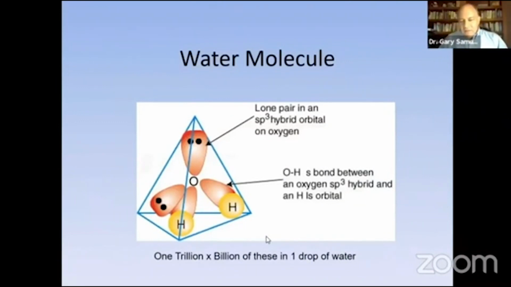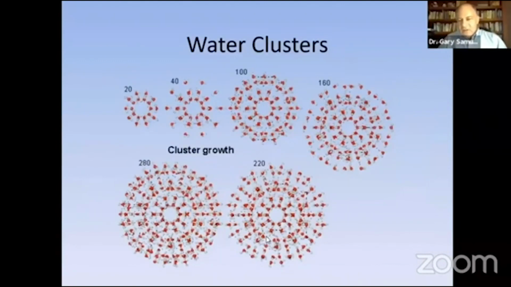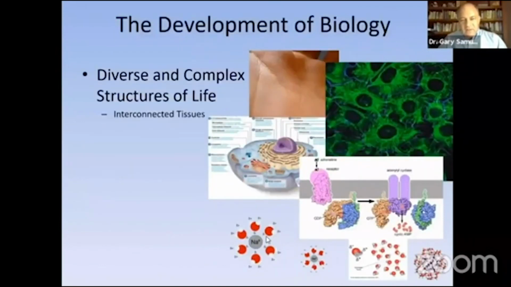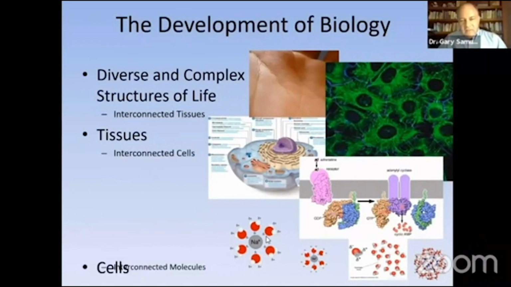And oxygen is the major component in water, and the bonds that exist there are important. There's 1 trillion billion of these molecules in just one drop of water. So there's a lot of oxygen, and the water also forms clusters, and the clusters then also have biological impact inside the cells. And so, as we're developing biology, we start realizing that we are made out of a bunch of tissues. And those tissues are made of interconnected cells.